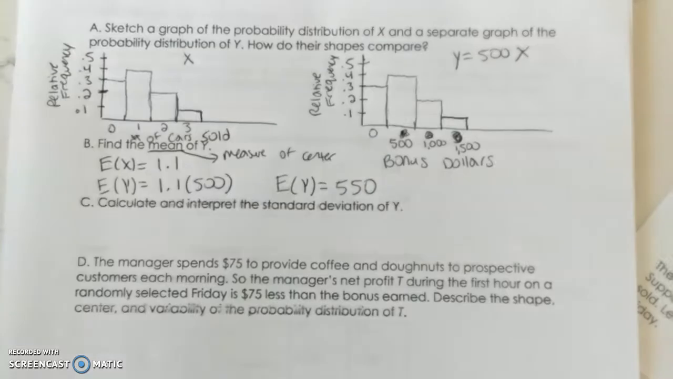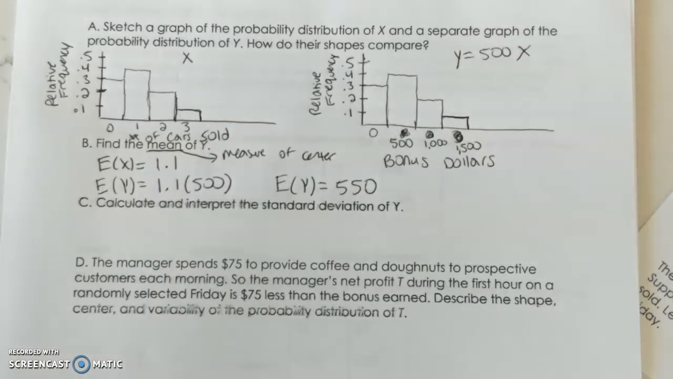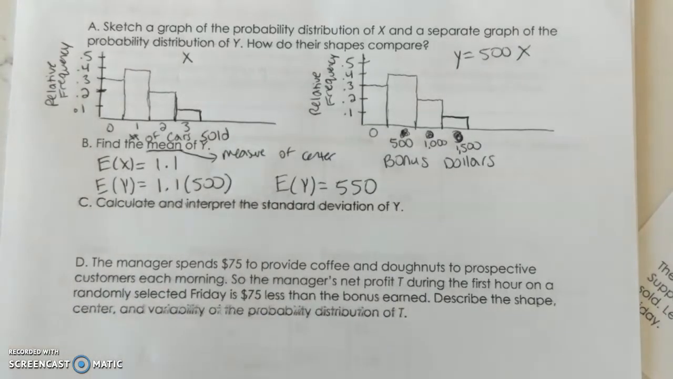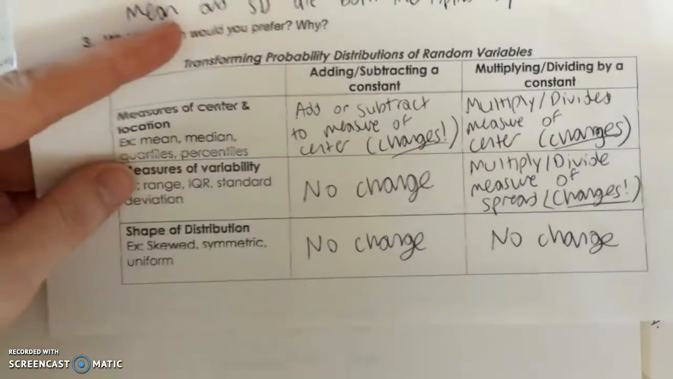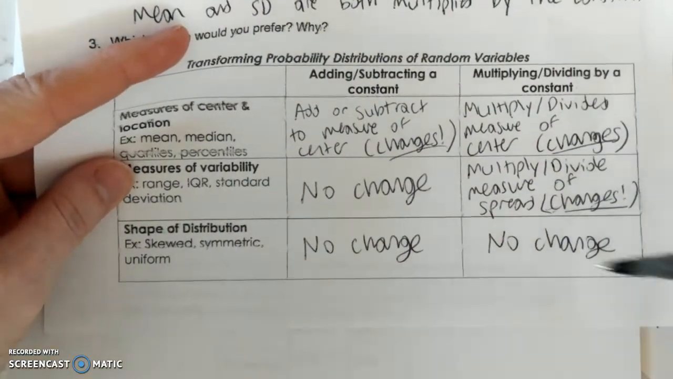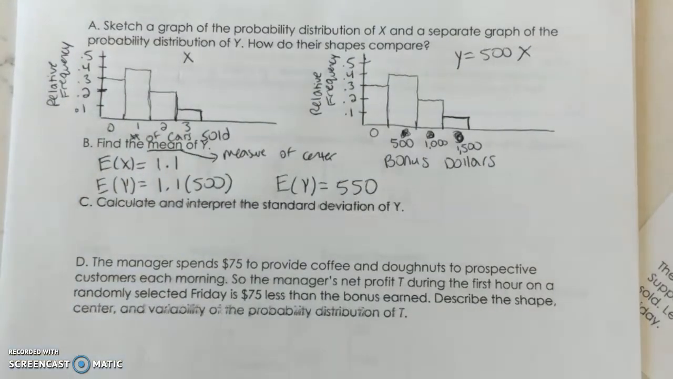All right, calculate and interpret the standard deviation of y. Let's think about our chart again. When we multiply or divide by a constant, does that change the measures of variability? Let me bring up the chart and we'll see for ourselves. Remember, multiplying or dividing changes pretty much everything except for the distribution. So yes, the measure of variability also changes.